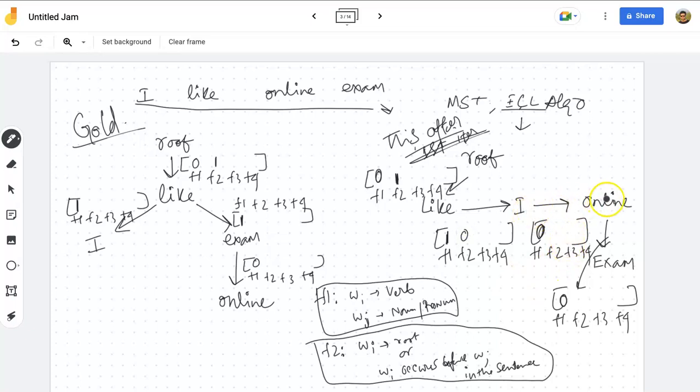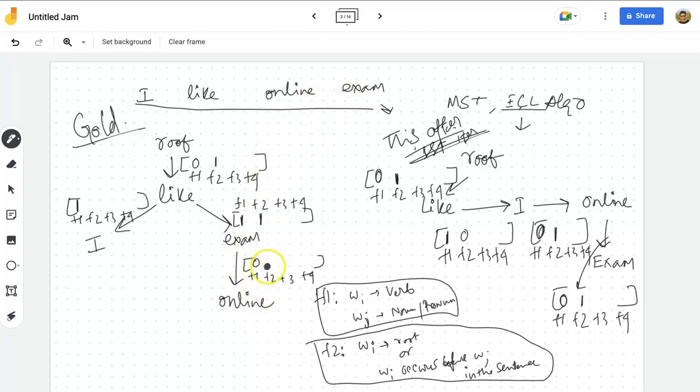So obviously this will be 0. Now let's check I to online. This will be true because I occurs before online in the actual sentence, so it will be 1. For online to exam, again 1 because online occurred before exam. So this part is good. If you want, check it too, maybe somewhere I made some mistakes. Now let's check the gold part. Like to exam will be 1 because like occurs before exam in the actual sentence.